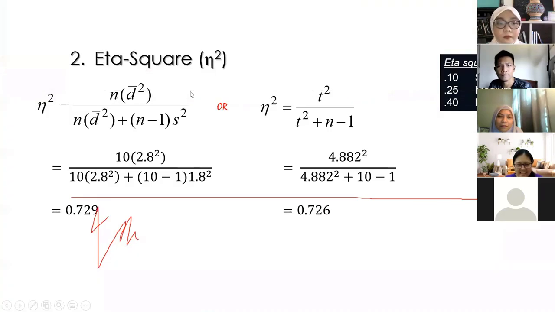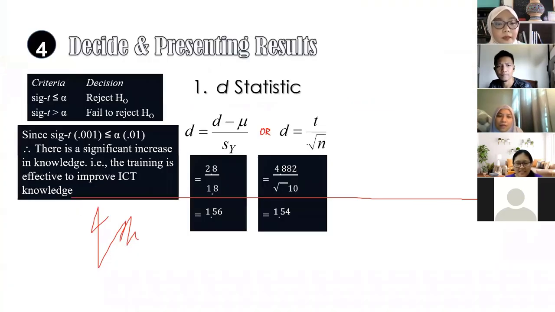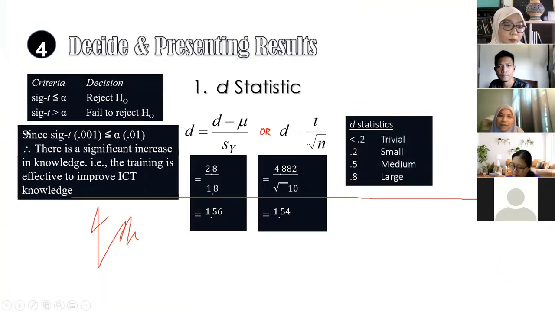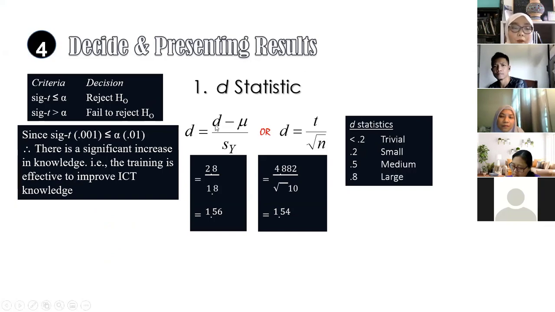Okay, so in terms of interpreting the findings to make your decision, it is similar. It is based on T and P. To make your decision, refer to the P value, but in terms of reporting, make sure you report both. So in the case just now, since the significant T 0.001 is lesser than alpha 0.01, therefore there is a significant increase in knowledge after the training. Means that the training is effective to improve ICT knowledge, for example.